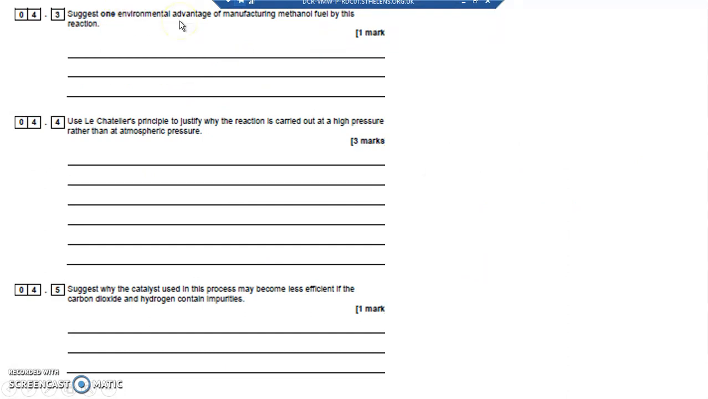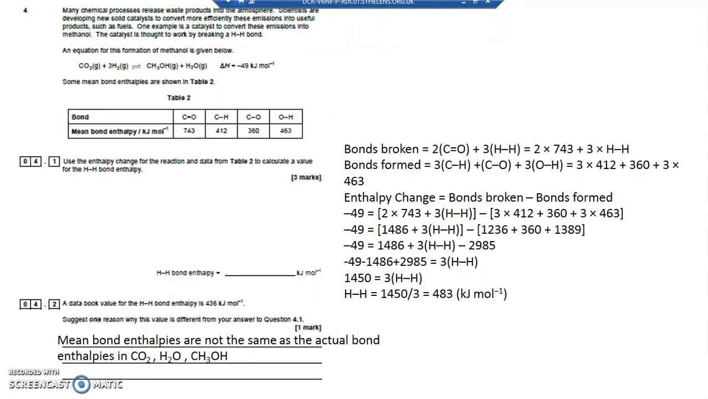It's just one environmental advantage of manufacturing methanol fueled by this reaction, using up carbon dioxide.